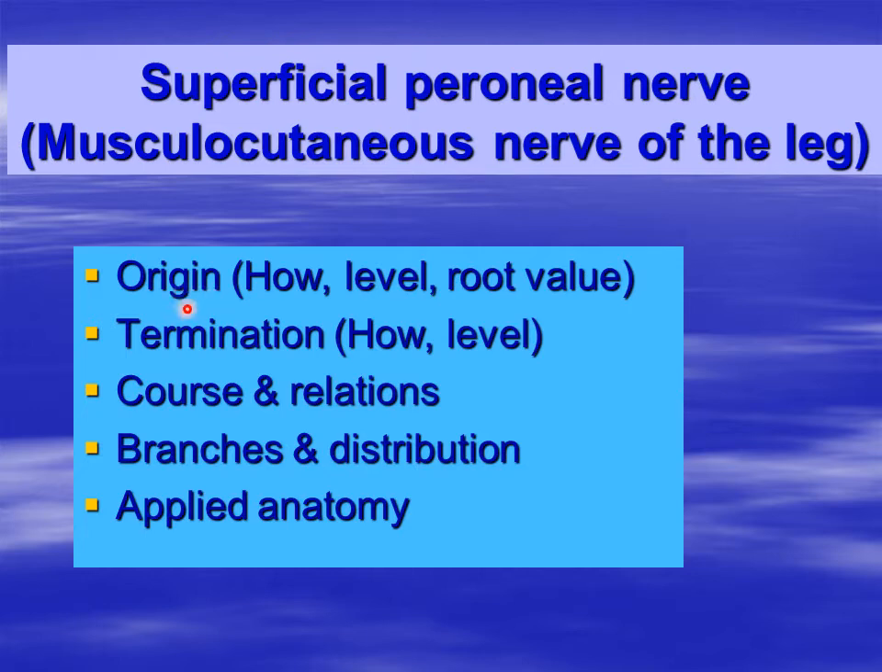Origin of the nerve, how it originates, level of origin and root value. Termination, how it terminates and level of termination. Course and relation, branches and distribution, and finally applied anatomy.